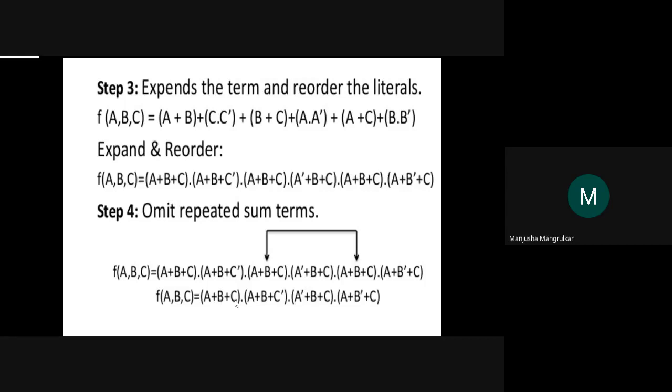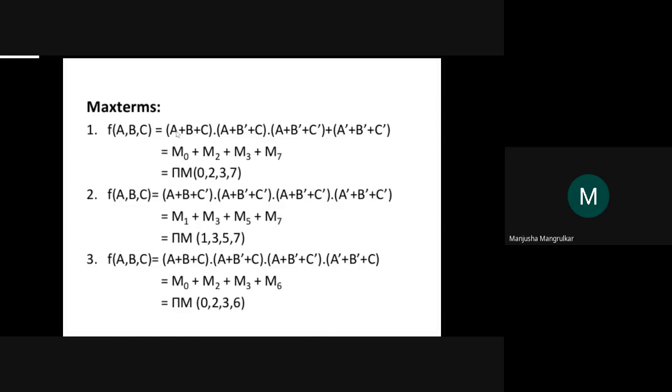A or B or C, this term. A or B or C complement. A complement B or C, or A B complement C. The repetitive terms are removed. We get four terms. ABC means all 0, 0, 0. This is the first term.